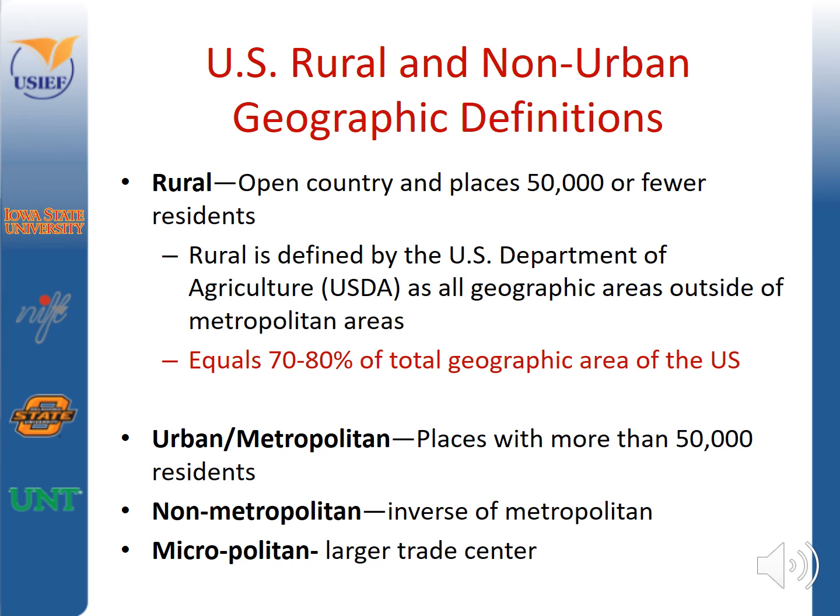In contrast, urban or metropolitan refers to places with more than 50,000 residents. Non-metropolitan is a term that can be used to refer to the inverse of metropolitan, while micropolitan refers to large trading centers in a small geographic area or a less populated area.